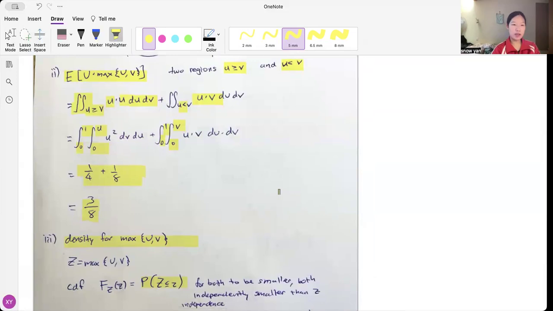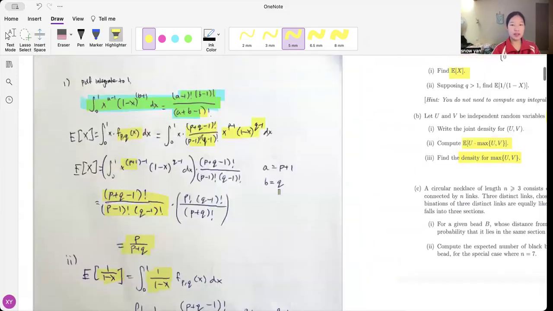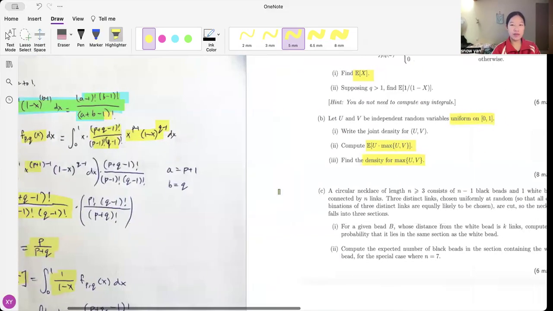Okay, I think the major thing is just getting the idea of how to find density. Density can't be directly found, so instead we go from CDF to PDF rather than finding the PDF directly.